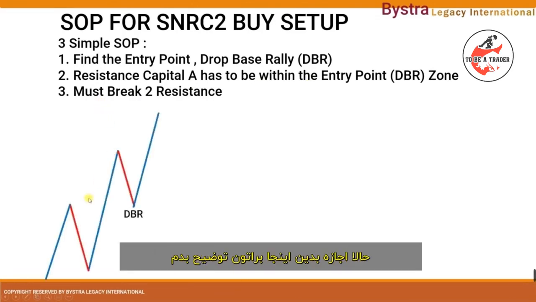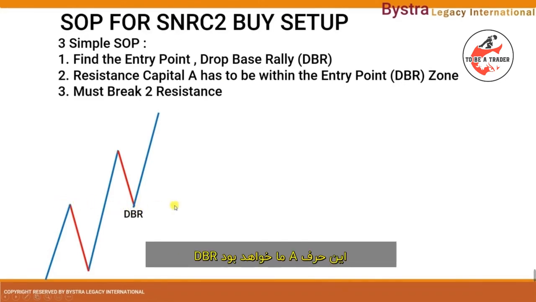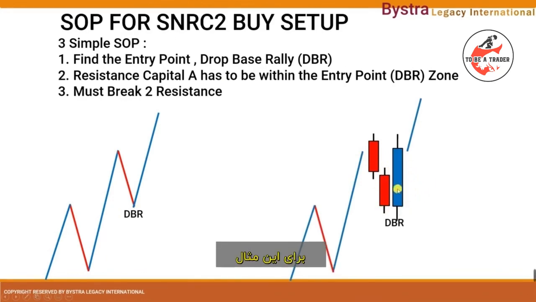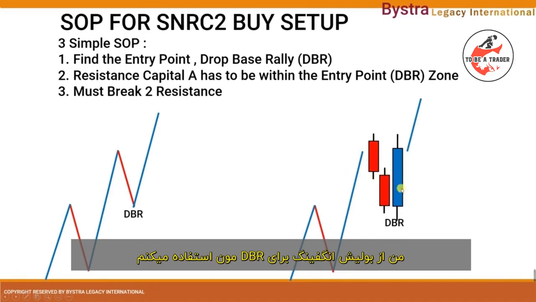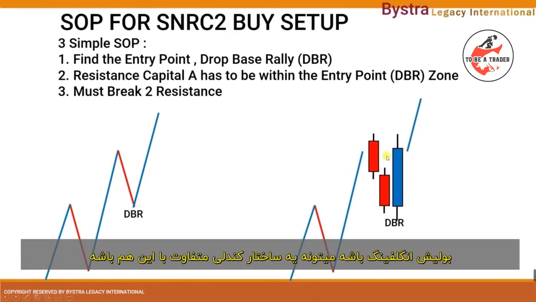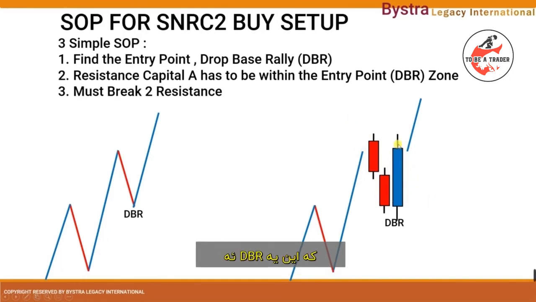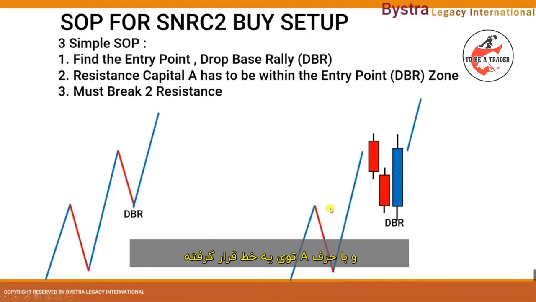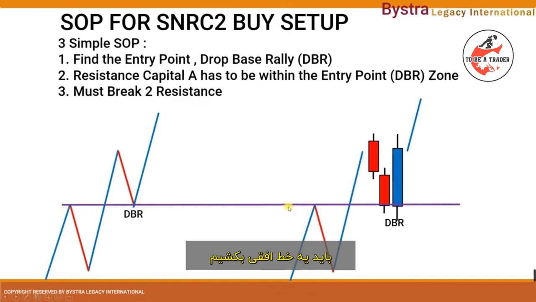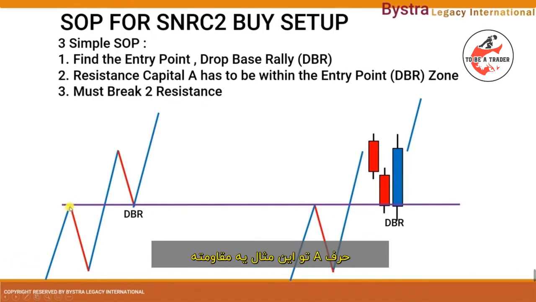Now let me explain to you here. This setup is a buy setup. As you can see, this will be our capital A, drop based rally. If you look at the candlestick, it will look something similar like this. For this example, I'm going to use the bullish engulfing as our drop based rally. It doesn't have to be a bullish engulfing, it could be a different candlestick as well. Most important part, we have to identify that it is a drop based rally, and it is aligned together with the capital letter A. So what we should do is mark a horizontal line at the capital A. Very important, the capital A in this case is the resistance.